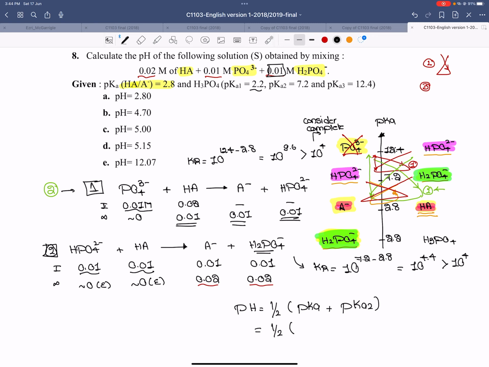which is equal to half. Let's start with the base because it's the easiest one. pKa of the base is 2.8. pKa of the acid, go to your species, which is H2PO4 minus. It exists in both, but we already said that the reaction is happening in here. And in the first pKa, H2PO4 minus behaves as a base. It behaves as an acid in the second pKa, so that's 7.2. 7.2 plus 2.8 divided by 2, which is basically 10 divided by 2, which is 5. This is the pH.